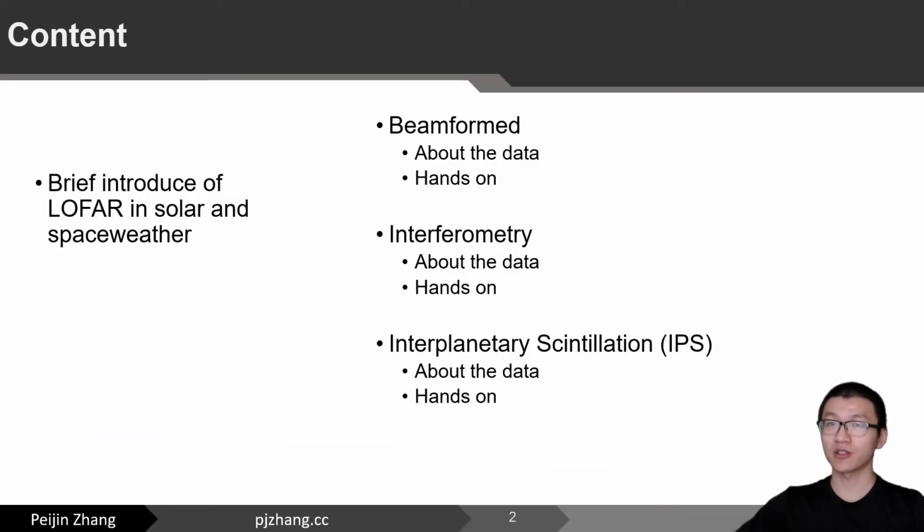This workshop is split into two parts. The first part is this episode. It's a brief introduction of LOFAR and its applications in solar and space weather. And the second part is about the data. It includes three types of data that I will introduce: the beamformed, the interferometric imaging, and interplanetary scintillations. Each of these sections contains two parts. The first part is the detailed information of the data, and the second part is a hands-on session.